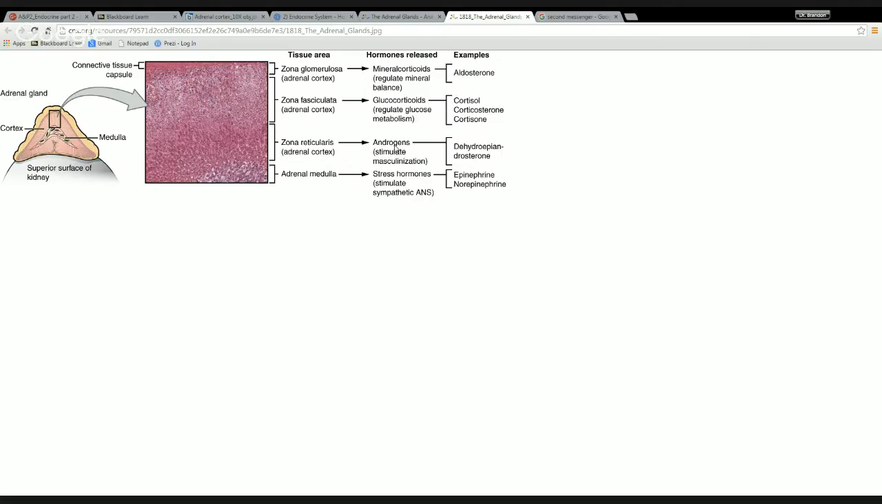Now, androgen means to generate masculinity. Andro is a prefix or a root that means man. Okay.